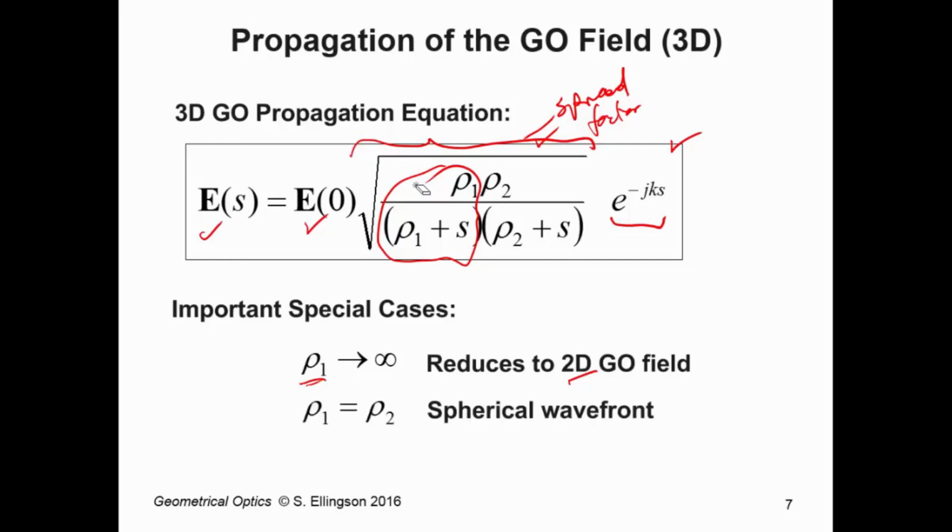Another important special case to know about is when those 2 radii of curvature, rho 1 and rho 2, are equal, then you have spherical waves. In the spherical wave case, you can see very quickly that the new spread factor is simply rho over rho plus s, no square root.